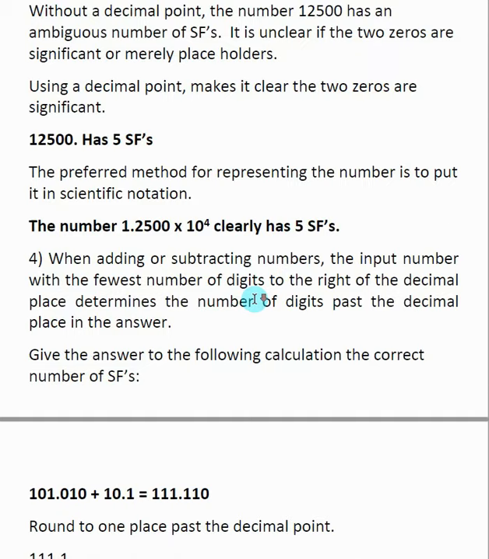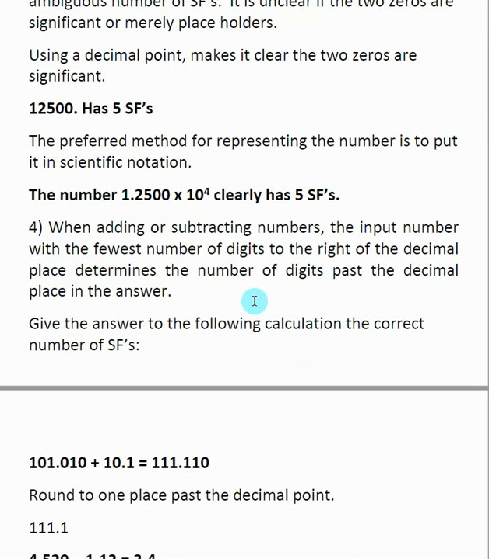So there's really only 2 main rules that we're going to be looking at in terms of how many significant figures an answer has after a calculation. And with this, the first one is adding and subtracting numbers. The rule says that the input number with the fewest number of digits to the right of the decimal place determines the number of digits past the decimal place in my answer. So this is where it gets a little tricky. Notice we're not talking about the total number of significant figures. We're talking about digits past the decimal place. And that's kind of strange. It's a little bit different.